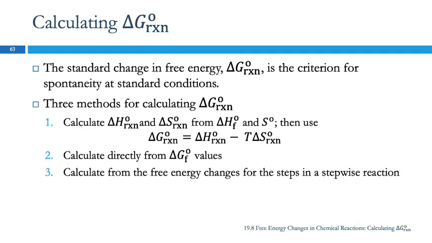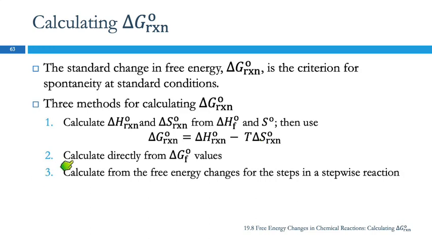There's three different ways we can calculate this. We can calculate the standard enthalpy of reaction and the standard entropy change for the reaction from tables of heats of formation and standard molar entropies. And then we can use this equation: the Gibbs free energy change is equal to delta H minus the temperature times delta S.